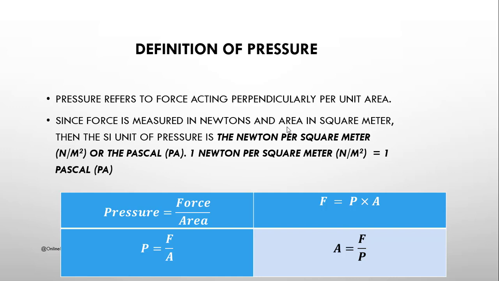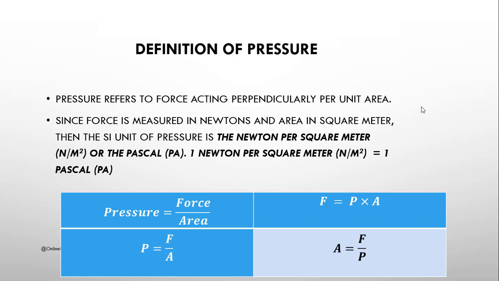So in this case, we're going to give the definition of pressure from what we have already seen, and we'll say pressure is the force acting normally or perpendicularly per unit area. So two things are involved: one, force, and the other one is area.